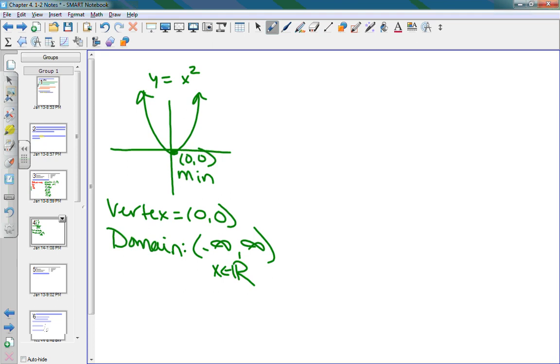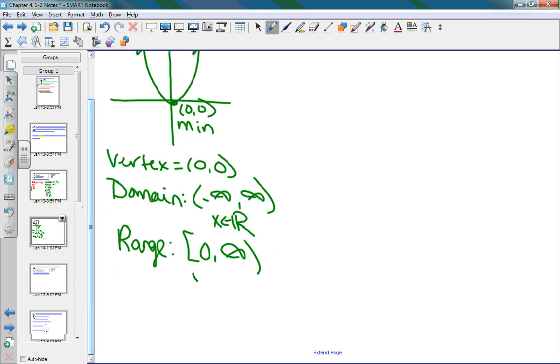Now what's my range of this thing? Well, my range deals with my y values, correct? So I want to know the lowest possible y value that has a corresponding x value to it. As I'm coming up the y-axis, what's the first y value that has an x value to it? 0. And what's the highest y value that has a corresponding x value? Infinity. So this thing can be 0, so I have a bracket, and it goes all the way to infinity.